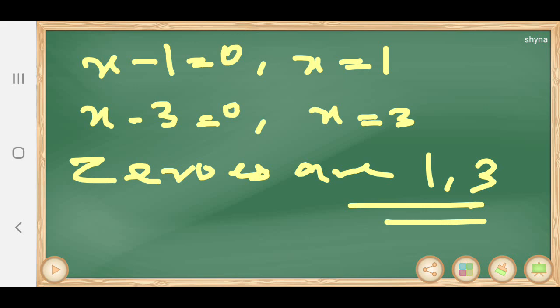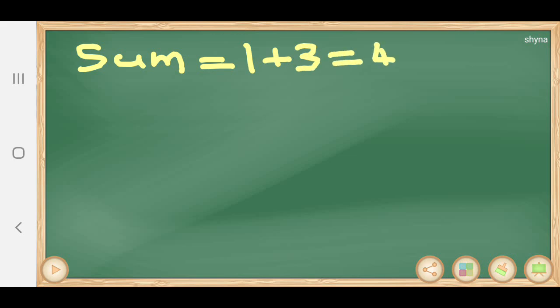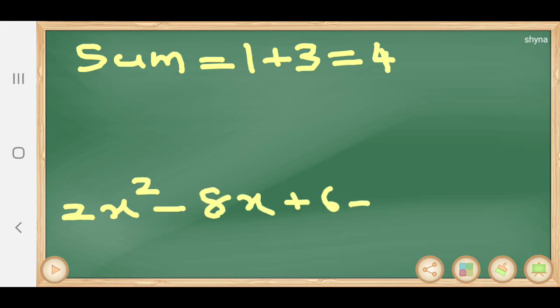Dear children, after getting the zeros, what we have to do? We have to find a relation between the sum of these zeros and the coefficients. Listen, dear children, 1 and 3 are the two zeros. Then I am finding the sum. What is the sum? 1 plus 3 equal to 4. Before that, we can consider our equation. We considered the equation as 2x square minus 8x plus 6 equal to 0. Now we got the sum of the zeros equal to 1 plus 3 equal to 4.